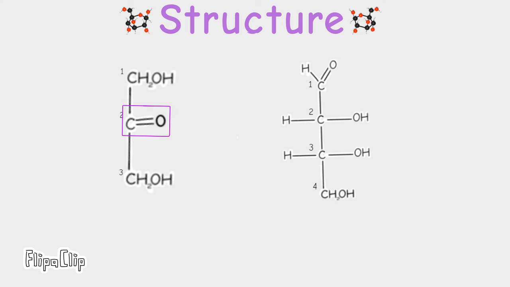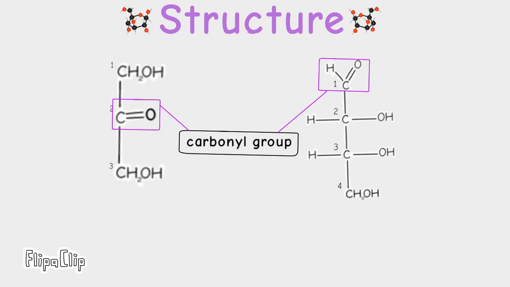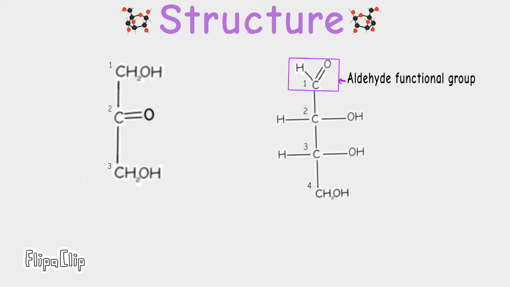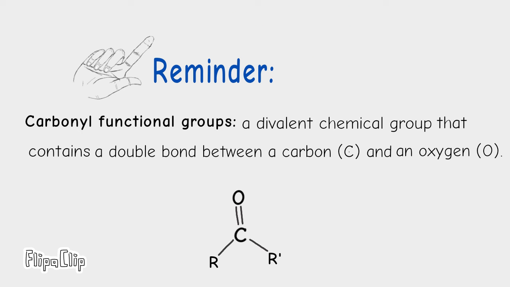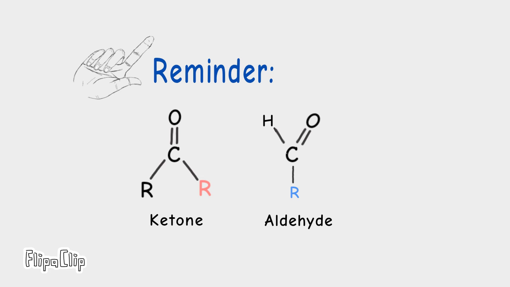Each sugar has one of 2 specific carbonyl functions, either an aldehyde or a ketone. A quick reminder, carbonyl functions are functions that have a double bond between a carbon and an oxygen. A ketone and an aldehyde function being one of them.